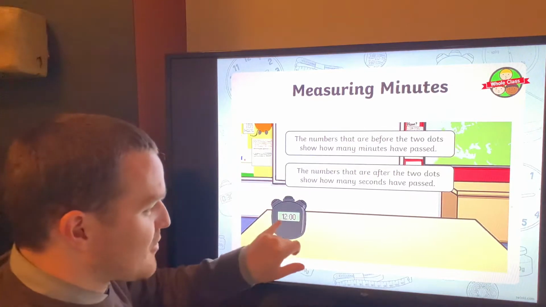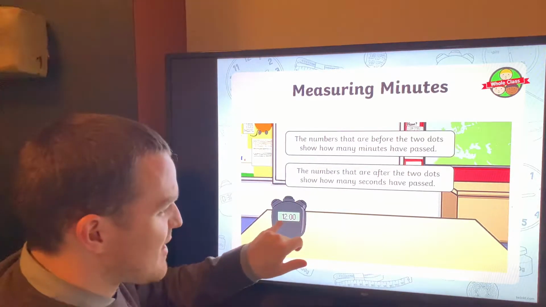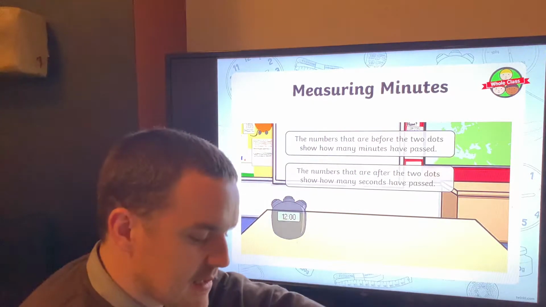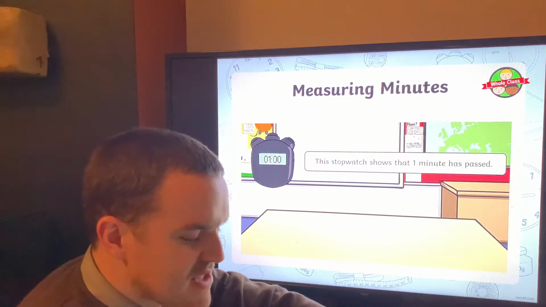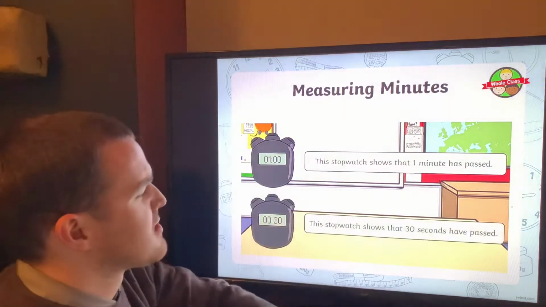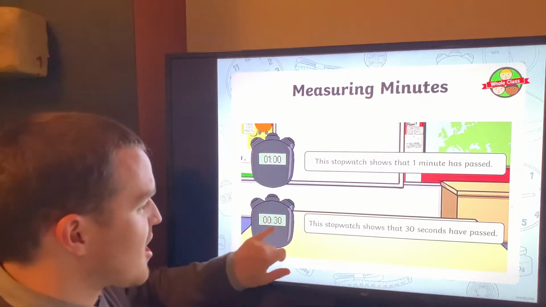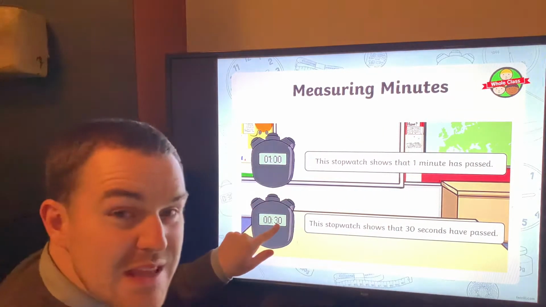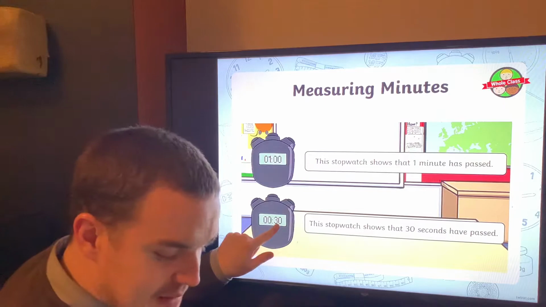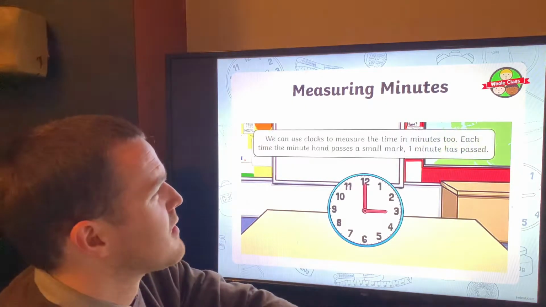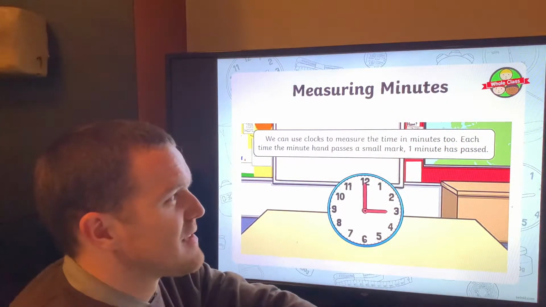The numbers after the 2 dots stand for the seconds, so that's 12 minutes and 0 seconds exactly. This stopwatch shows that 1 minute has passed. This other stopwatch shows that 0 minutes have passed and only 30 seconds, so half of a minute. Okay. We can use clocks to measure the time in minutes too.